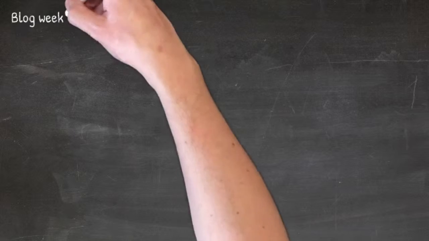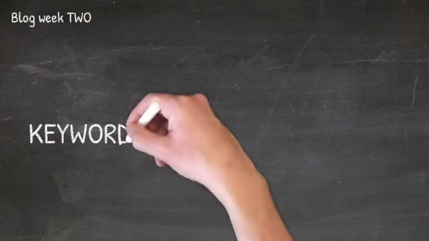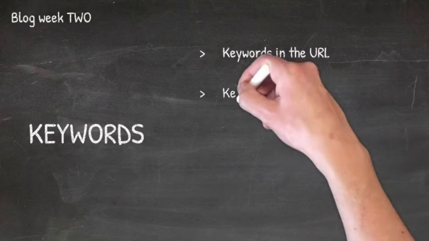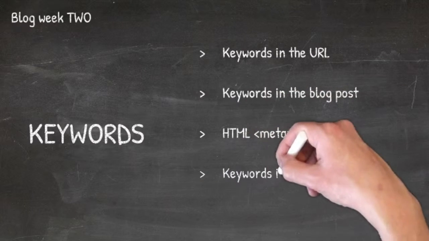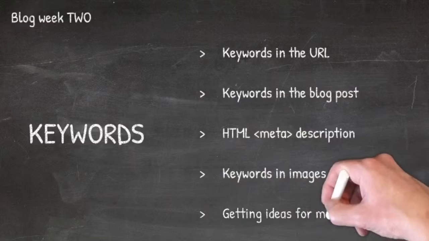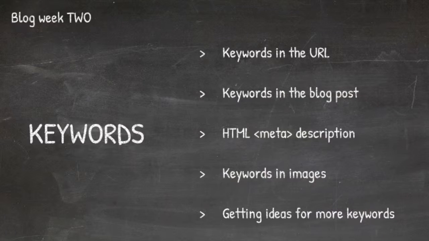The second week put an emphasis on keywords. Where should keywords go? They should go in the URL of the blog. They should be in the text of the blog. They should be in the HTML meta description tag. They should be in the names of the image files, the caption of the images, and within the HTML descriptions of the images.